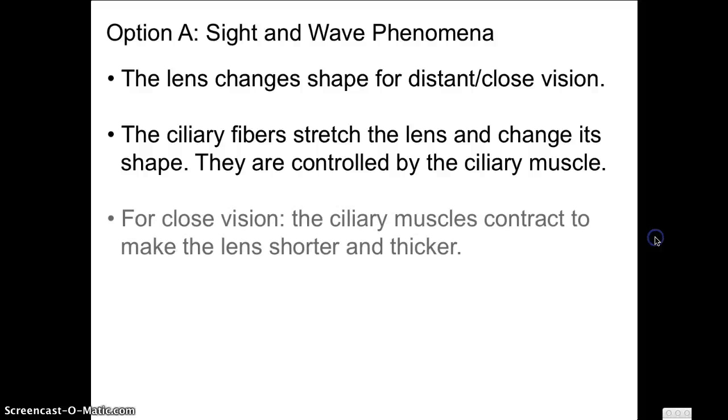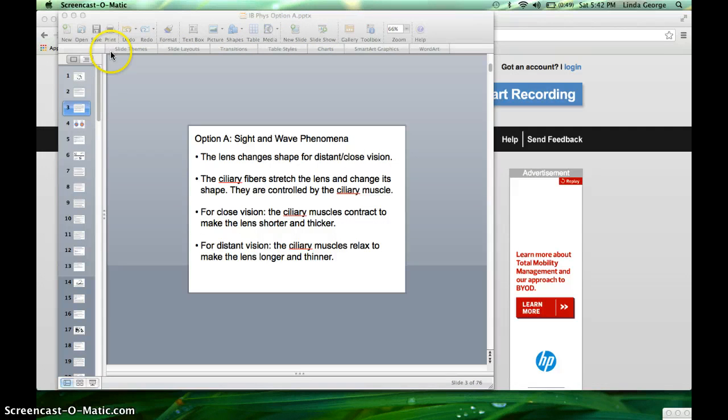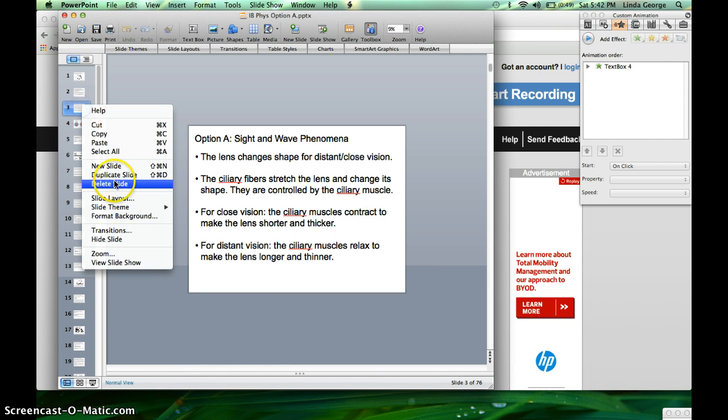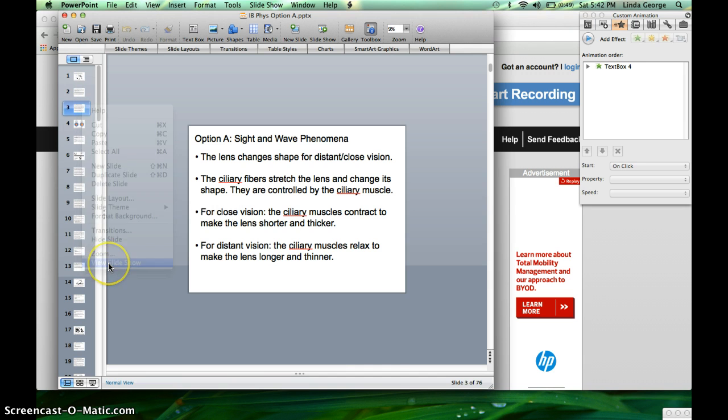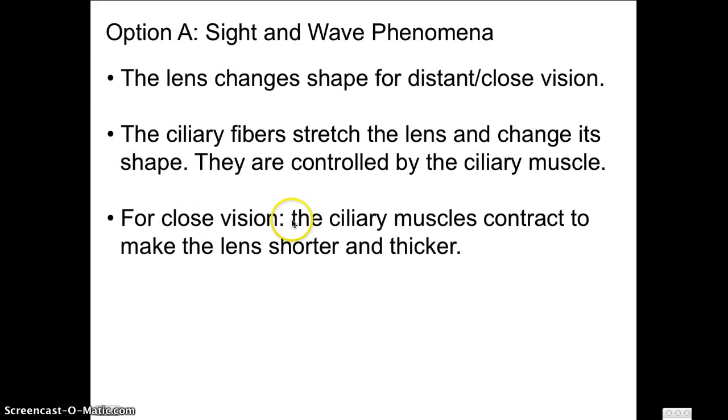Now they are controlled by the ciliary muscle, and the way this works is for close vision, that circular ring muscle contracts. When it contracts, it becomes a thicker ring. Okay? So it contracts, it becomes thicker, and it pushes the fibers in, causing the tension in the fibers to be released. And this allows the lens to become shorter and thicker. So the lens is not stretched out. We'll see this in an example and some drawings.